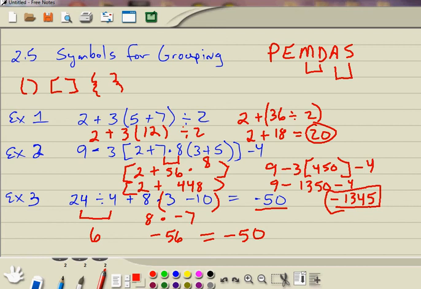And so I'm going to go back and clean up my algebraic expression and rewrite it. It's going to be 24 divided by 4 plus 8 times 3 minus 10, and that will equal a negative 50. So after you've worked it, I would then double check my answer and work that equation again, like we did in example 1 or 2.